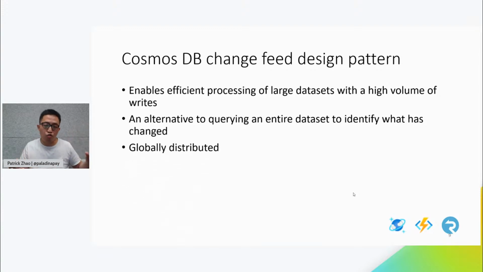Cosmos DB is globally distributed, so the change feed is also globally distributed. As an outcome, we can deploy our subsequent applications, either an API call or another data processing process or a data warehousing task, as close to our consumer application or clients as possible.